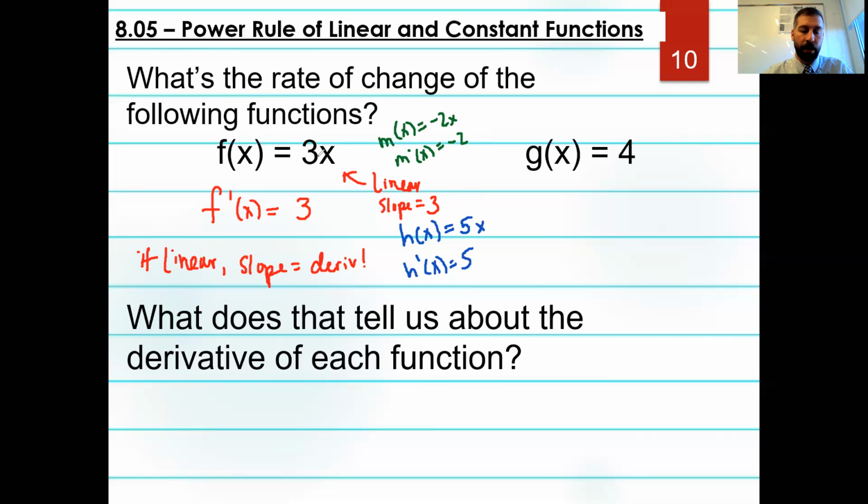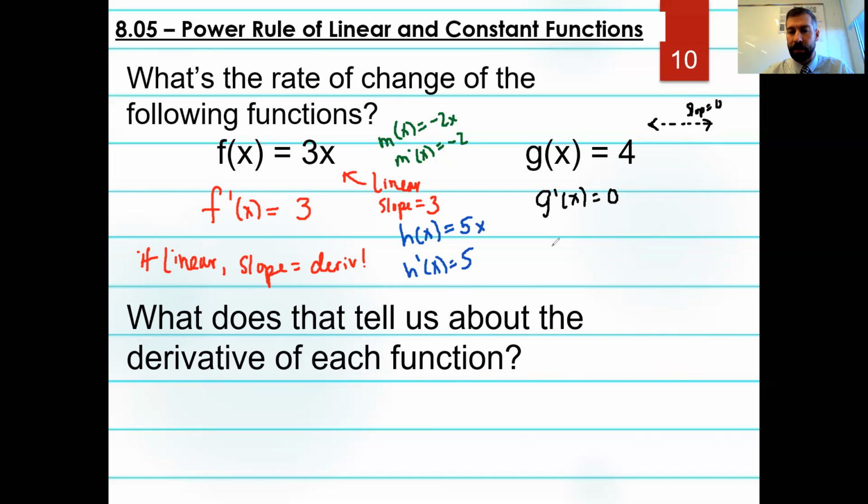So we should be very easily able to identify, okay, if there's an exponent of 1, basically that x just goes away when we take the derivative. And we're just taking the coefficient. That slope becomes the derivative. Well, what if we don't have an exponent at all? Remember what these functions look like. That's linear, but it's a horizontal line. What's the rate of change of any horizontal line? The rate of change is always 0.